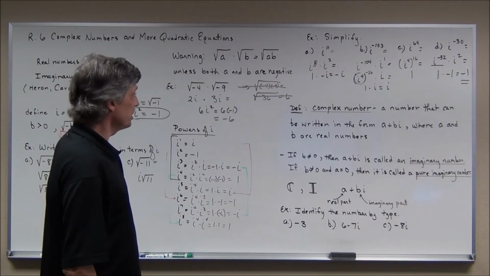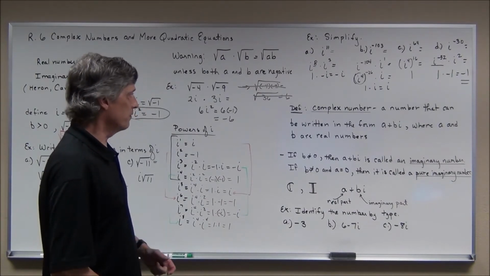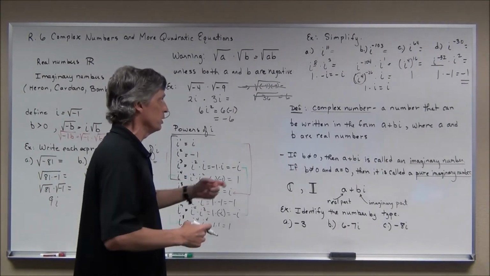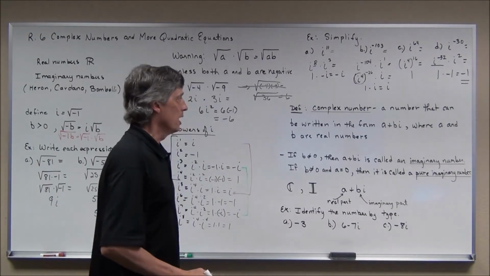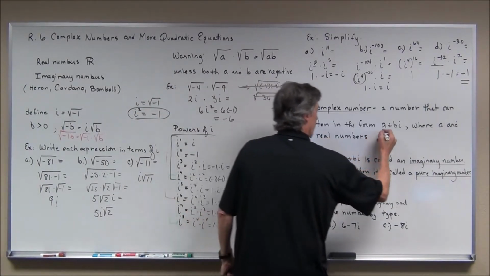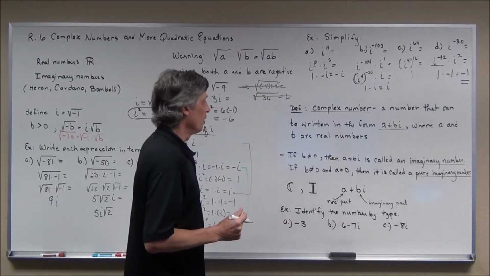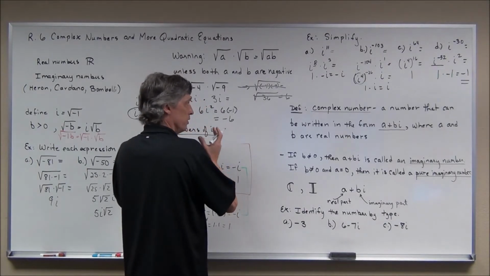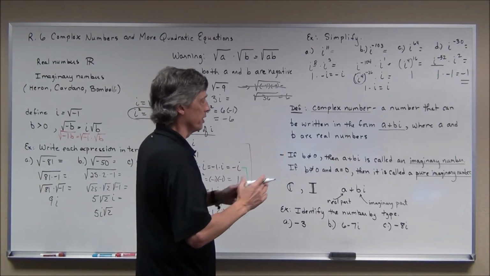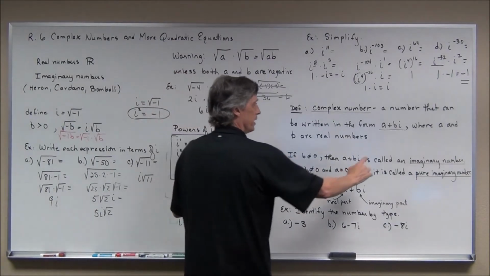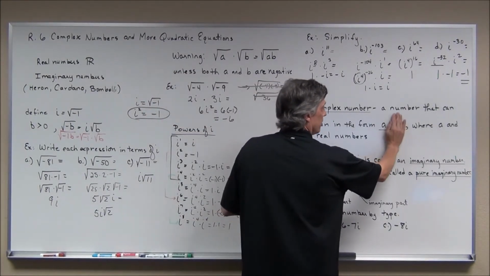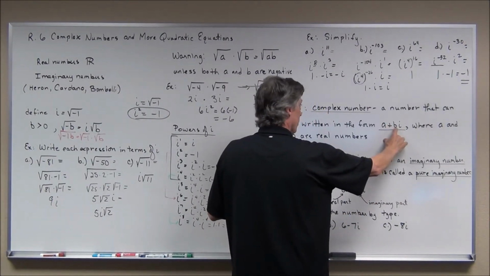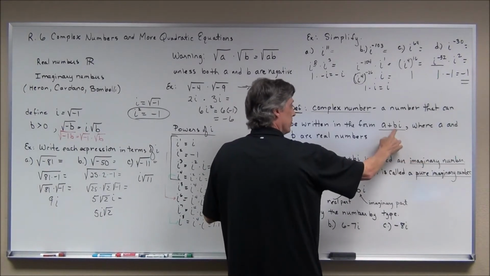Now, the imaginary numbers are a set of numbers different than the reals. But if you combine the real numbers with the imaginary numbers, you have what we call the complex numbers. A complex number is any number that can be written in this form, a plus bi, where a and b are real numbers. So the complex numbers contain all the real numbers and all the imaginary numbers. How do they contain all the reals? Well, they contain all the reals if b is 0, because then the a is just a real number. If b is not 0, then you have an imaginary number.